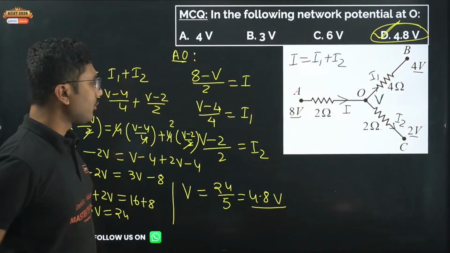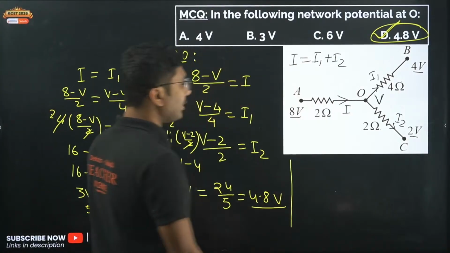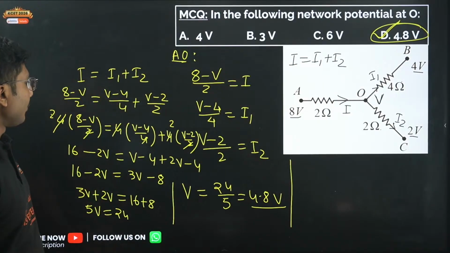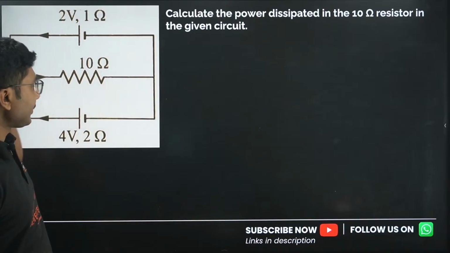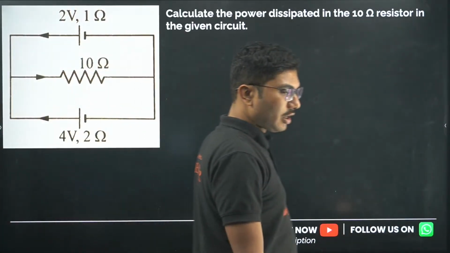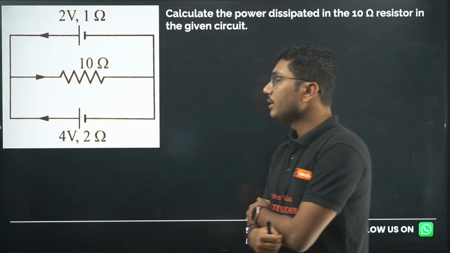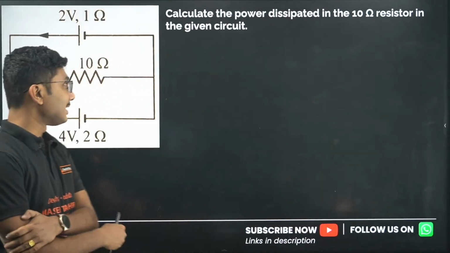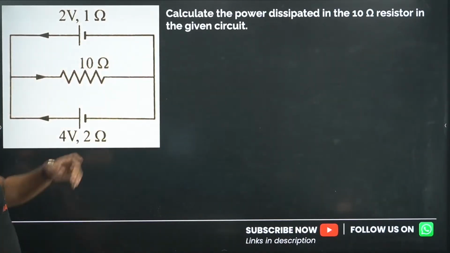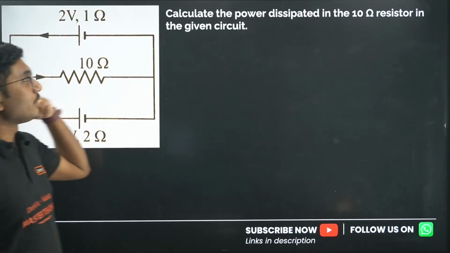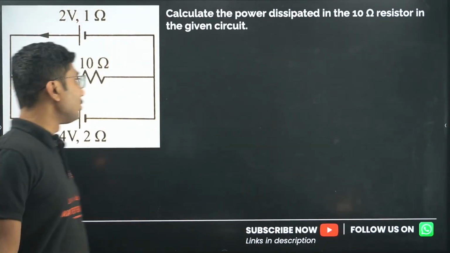Now we will not only solve MCQs, we will be solving some numerical questions as well, so don't worry, we will be solving numerical questions. The next question is from your PU board model question paper. This question is from the latest model paper, and you can see that there are 2 cells given in this circuit. They ask: calculate the power dissipated in the 10 ohm resistor.